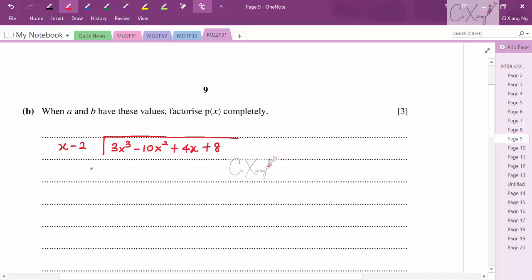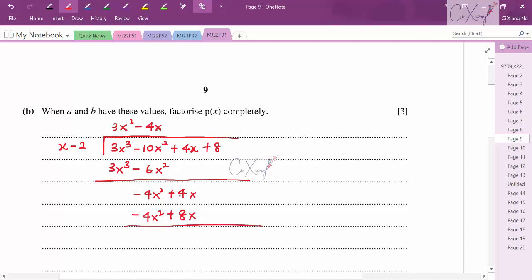From here, I apply the long division. For the first term, it will be 3x squared, because 3x squared multiplied with x gives 3x cubed, and 3x squared multiplied with negative 2 gives negative 6x squared. Then you take negative 10x squared minus negative 6x squared, you have negative 4x squared, and plus 4x. You pull down the 4x here. Now I multiply it with negative 4x, so negative 4x multiplied with x gives negative 4x squared. The same thing happens for the second term, I'm having 8x. Then you subtract again, the term above minus the bottom term, you're having negative 4x plus 8. So I'm having negative 4 for this case.